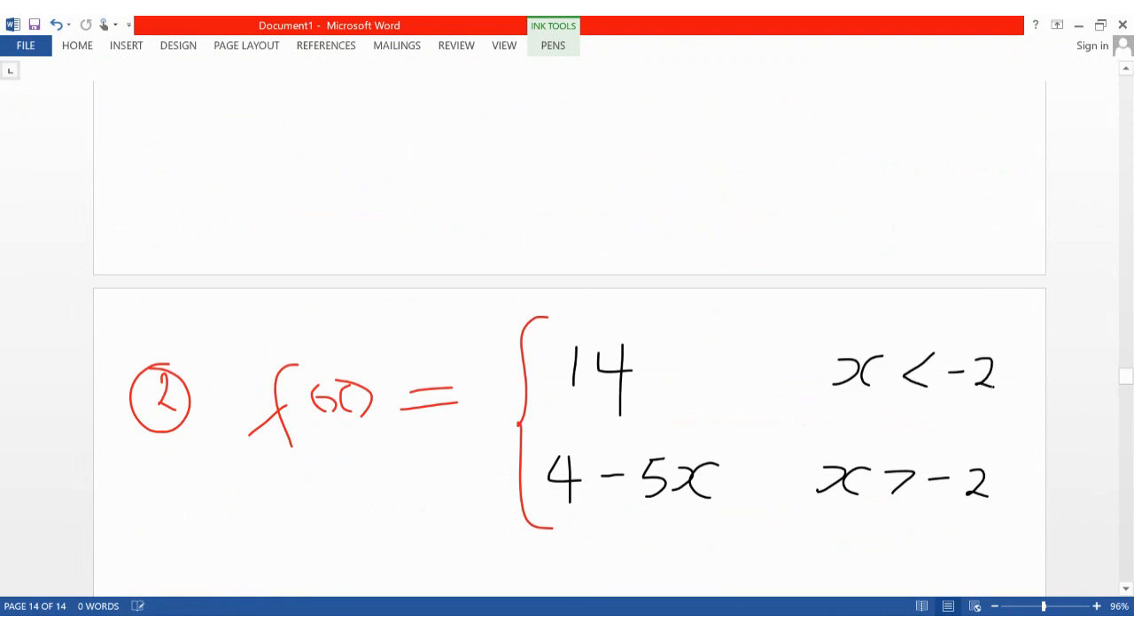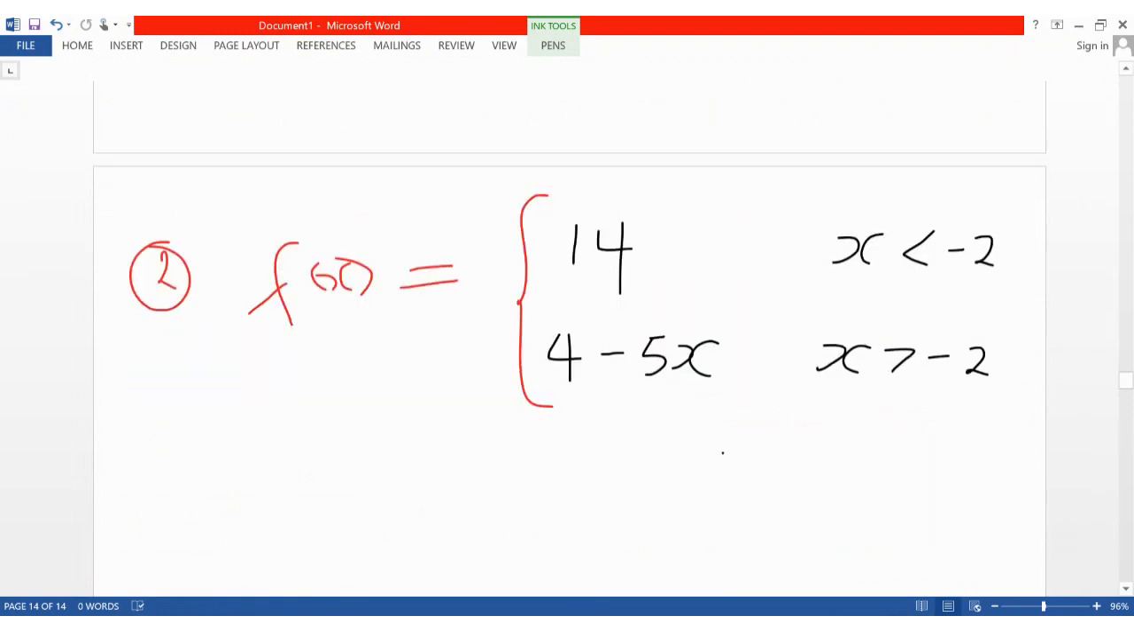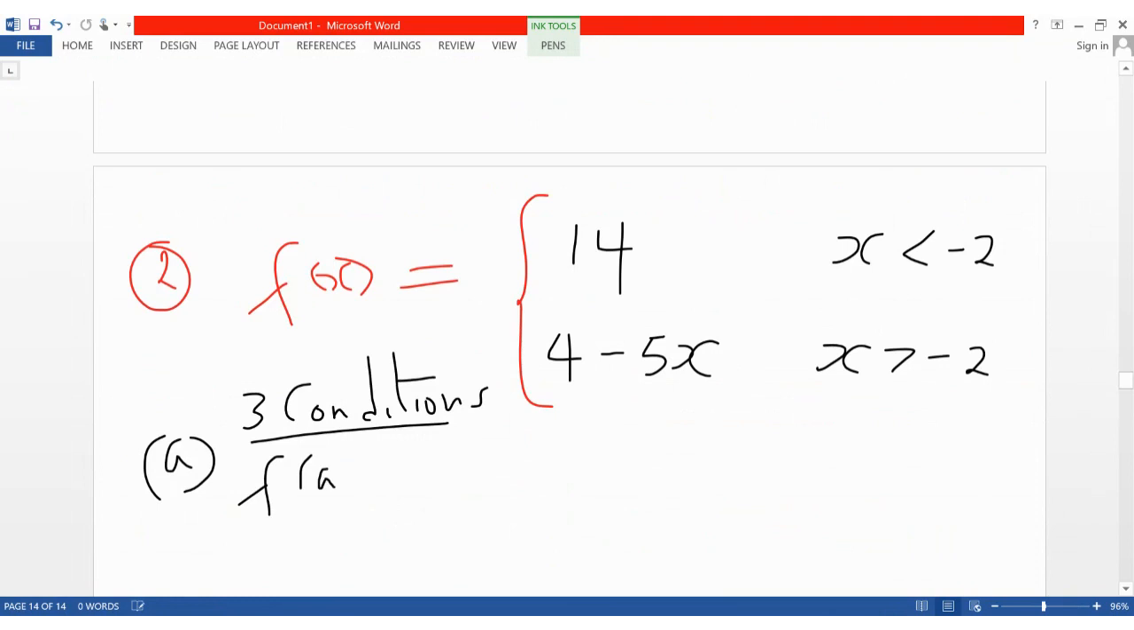This one is a piecewise function, given two particular values. Okay, let me nullify now what Mwangi had said. So I'll start first of all here. There are three conditions for continuity. We have already covered that one. So the three conditions, the first one, we have said that f of a must exist. What is our f of a? Our a here is x equals negative 2. We ignore the less than or the greater than.